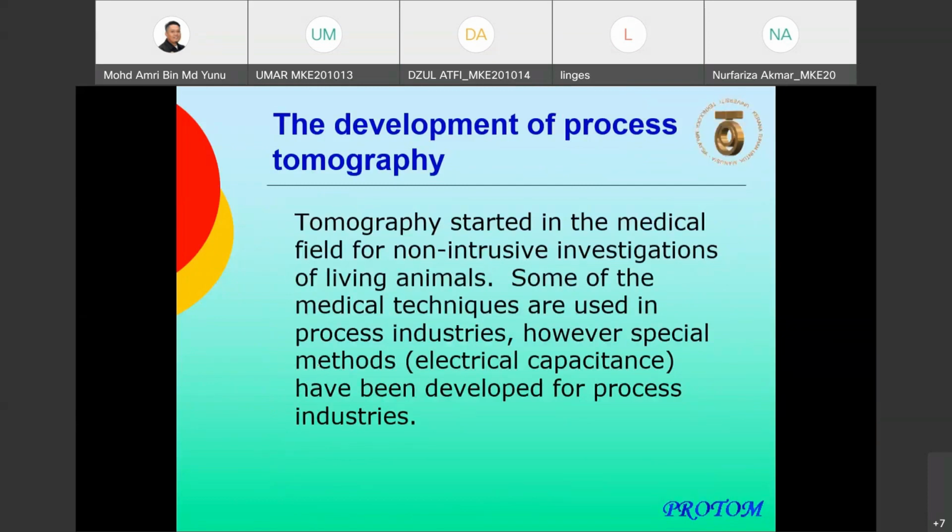Tomography started in the medical field. What you have in the hospital, if you ever heard of the concept of CAT scan, that stands for computed aided tomography. And also the MRI, magnetic resonance imaging. That is basically using the same concept of tomography to get the cross section image of our body, so they can manipulate the plane. That's a much more complex system, by manipulating the magnetic resonance imaging field.